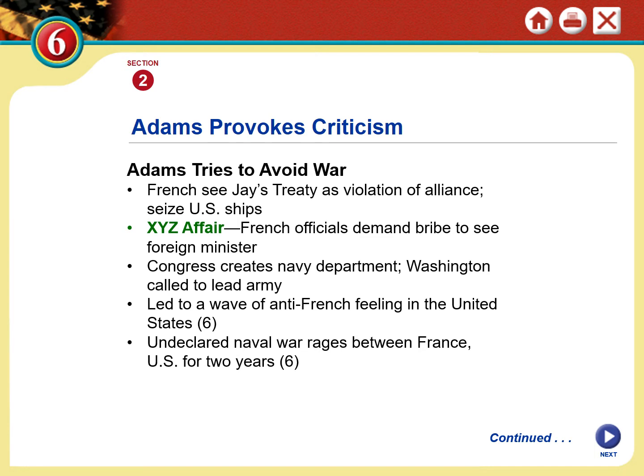And 1,300 men, I kid you not, showed up at the White House with torches, volunteering to go fight the French. True story. So when word got out that the French wouldn't even talk to us, it led to a wave of anti-French feelings, and it led to an undeclared naval war between France and the United States for 2 years.